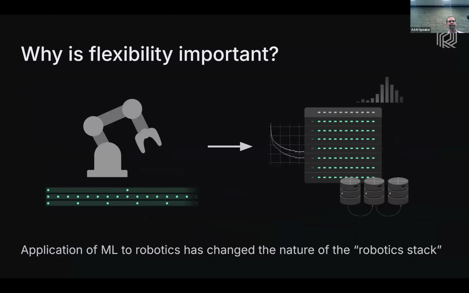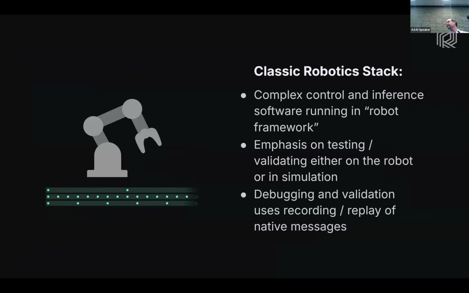And why is this flexibility important now, right? I really think that the application of ML to robotics, and everything that's been happening maybe in the past 2 years in particular, though I think it started much before that, has led to a recent explosion in what the nature of a robotic stack is, right? If we think of the classic robotic stack, back when I was working on ROS at Willow Garage, you've got complex control and inference software running in some kind of robot framework, and the emphasis there is testing and validating, either on the robot or in simulation.